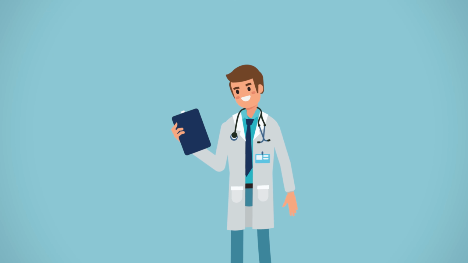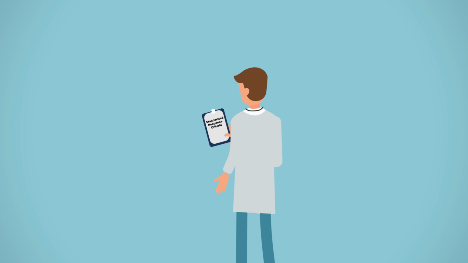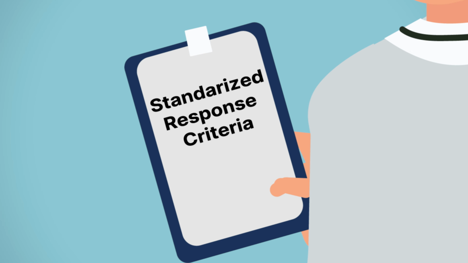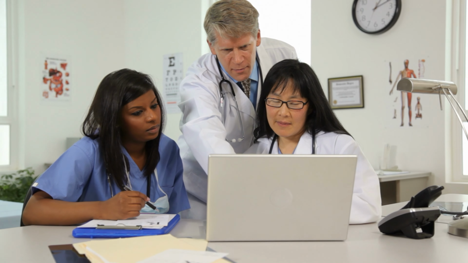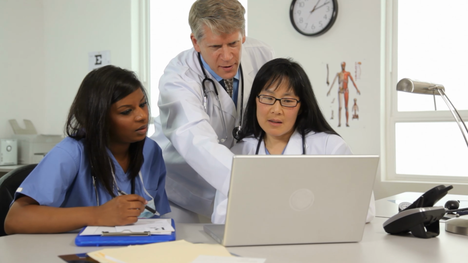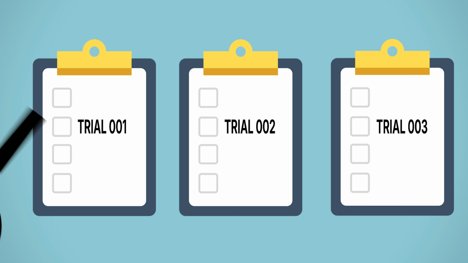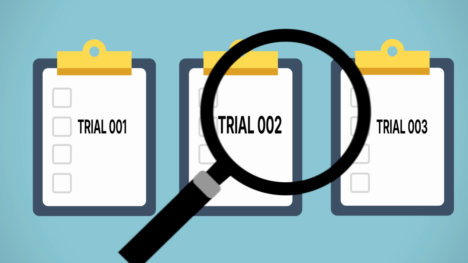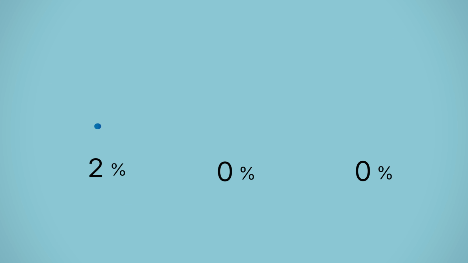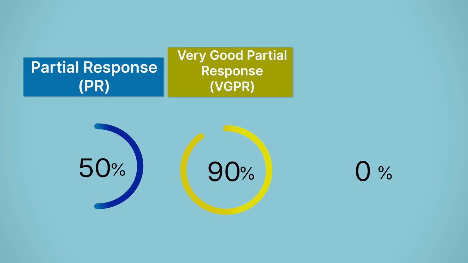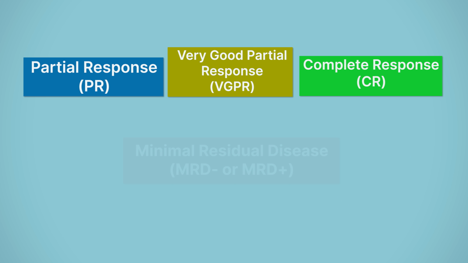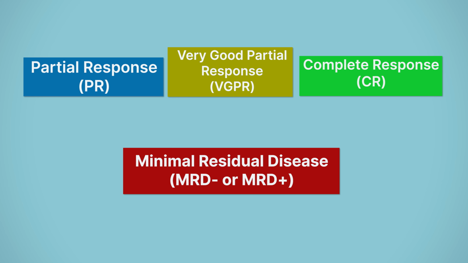In myeloma clinical trials, researchers use standardized response criteria to measure how well a treatment is working. Having uniform response criteria is important because it allows doctors and researchers to consistently compare results across different studies and better evaluate the effectiveness of new therapies. Terms such as partial response, very good partial response, complete response, and minimal residual disease negativity help describe the depth of response. In general, deeper responses are often associated with longer remissions and improved outcomes.